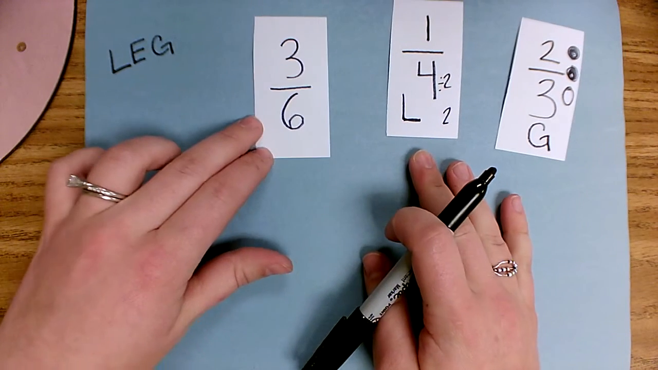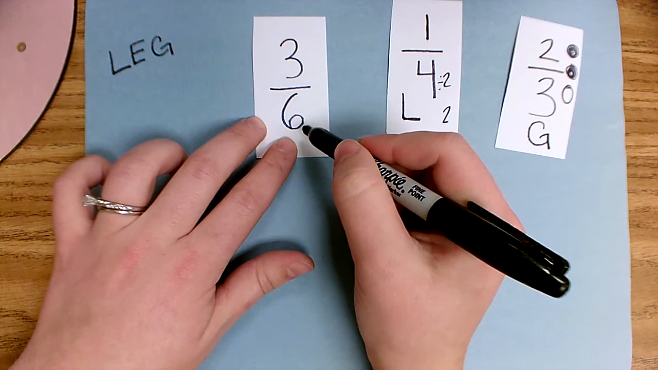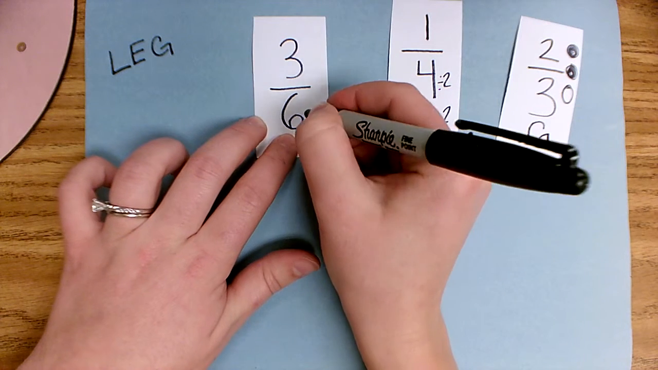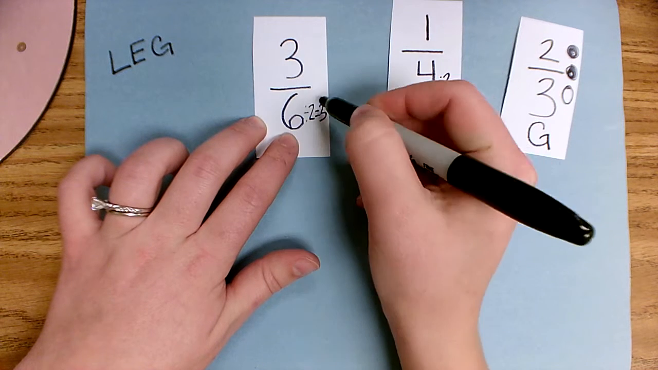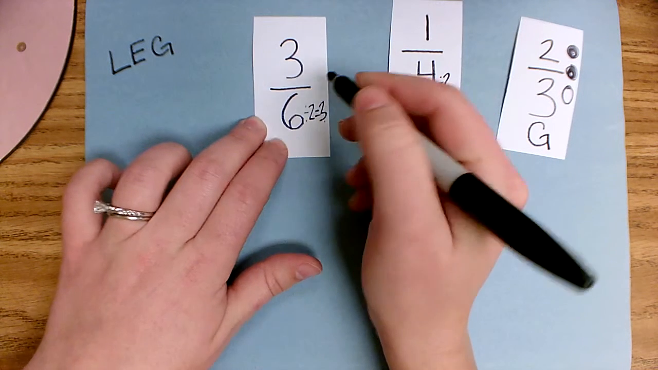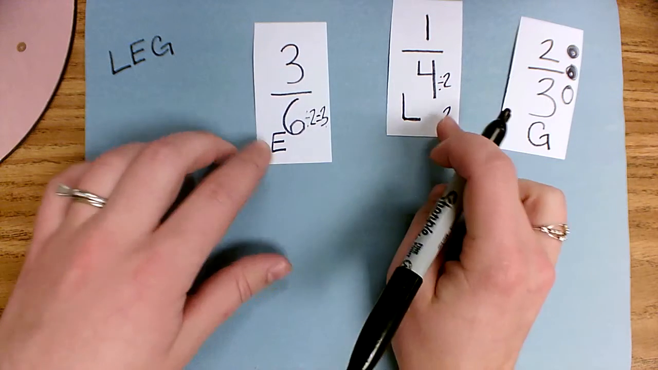On our last fraction we have 3/6. I'm going to use that same strategy because 6 is an even number. 6 divided by 2 is 3. The numerator is equal to 3, so I know 3/6 is equal to half.